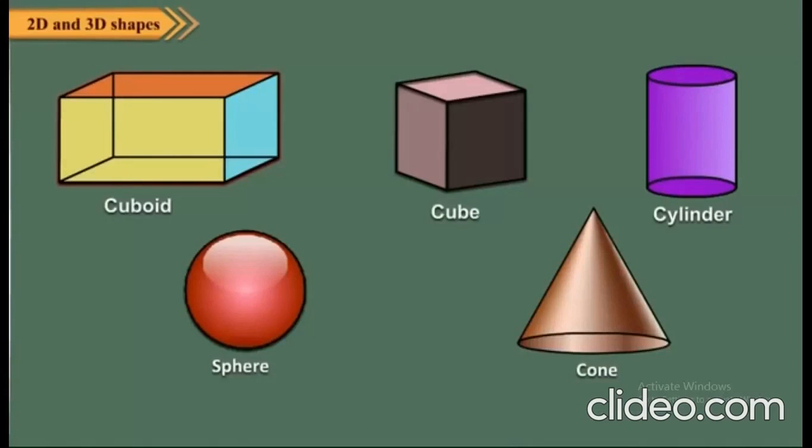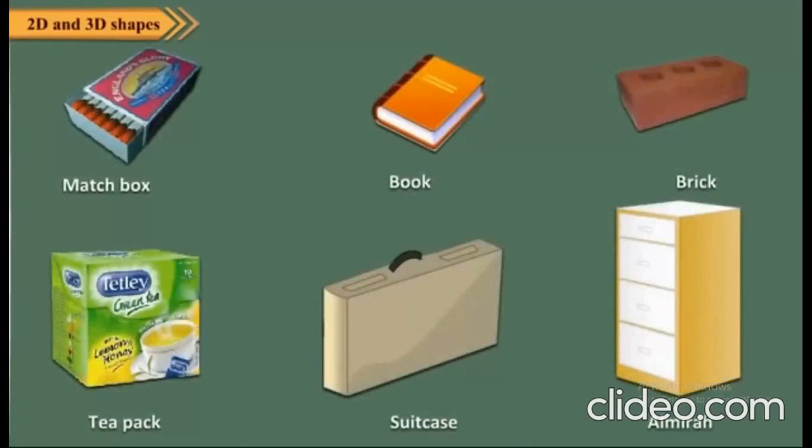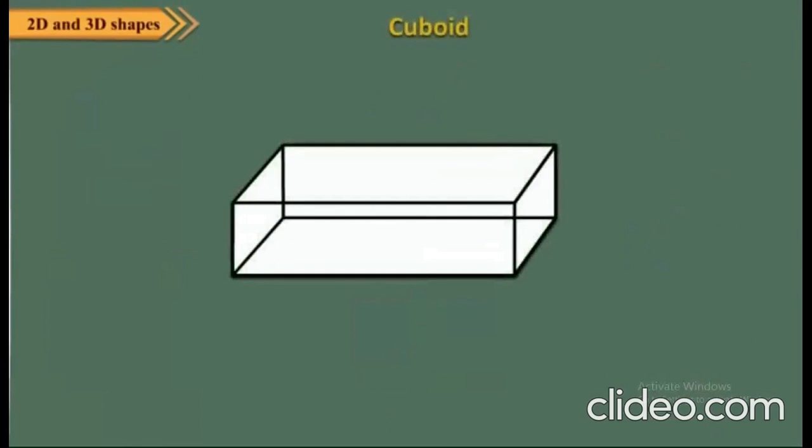Now these are some solid shapes and we can see the examples: matchbox, book, brick, tea bag, suitcase and almirah. These are the examples of cuboid. Now what is cuboid? How many edges does it have? How many vertices does it have? How many faces does it have?